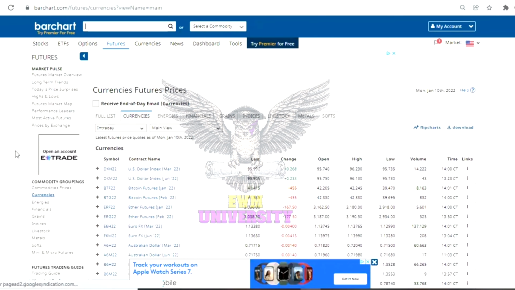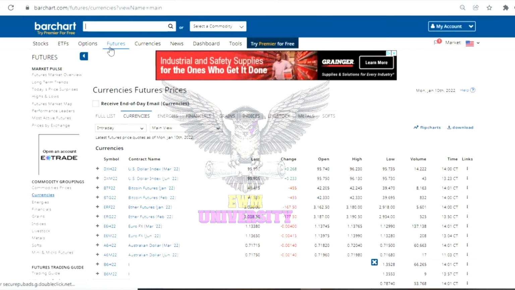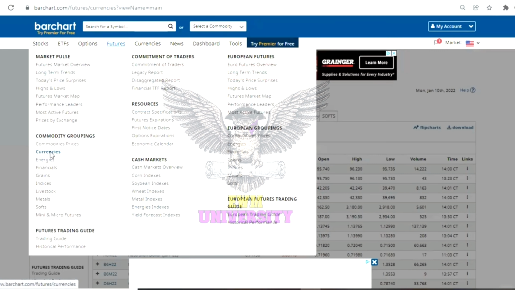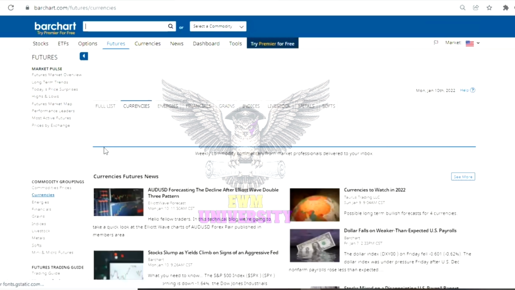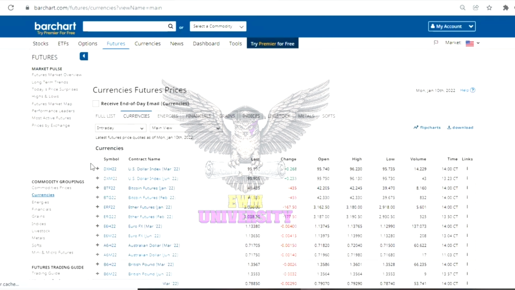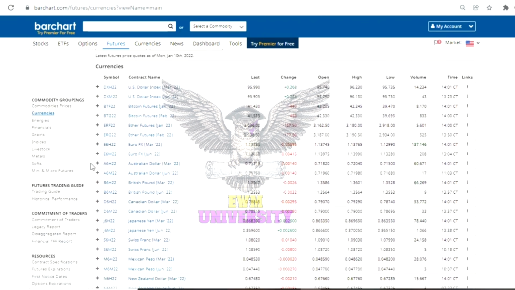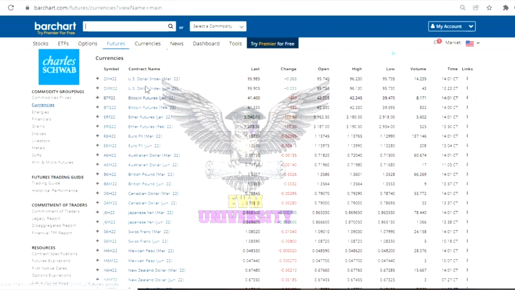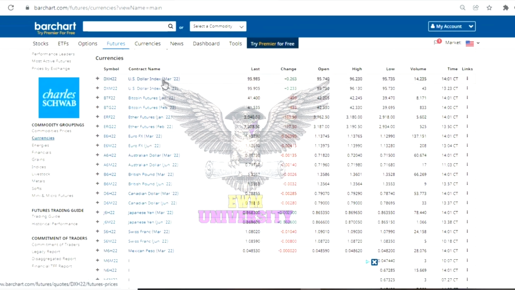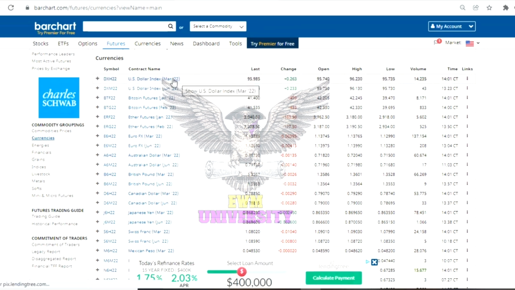So we're here on barchart.com. We select the futures, we select the currencies, and now we're here. So now we're going to find the futures contract, and we want to find the most up-to-date futures contract. So now we're in 2022 as of today, January 11th, and the next up-and-coming one is March 2022.